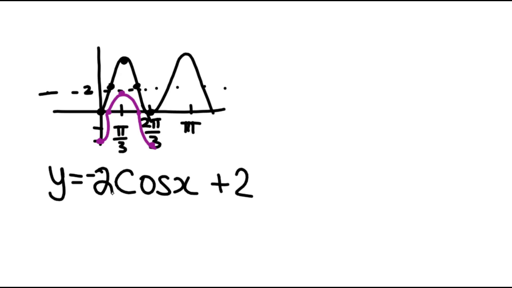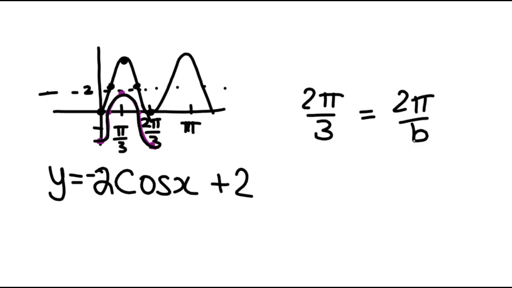Like this is one full movement here, this 2 pi over 3, right? Because we went here, here, here, here, here. And then it would repeat again. So our period here is 2 pi over 3. And remember we know that 2 pi over b is how you find your period length, right? So b is how much then? 3. Okay, because look at 2 pi, 3, and b.